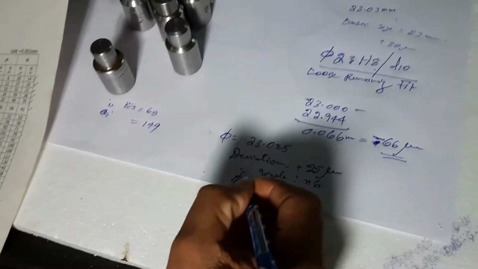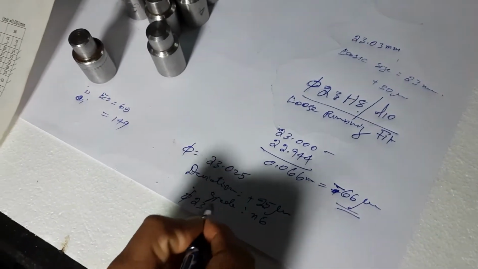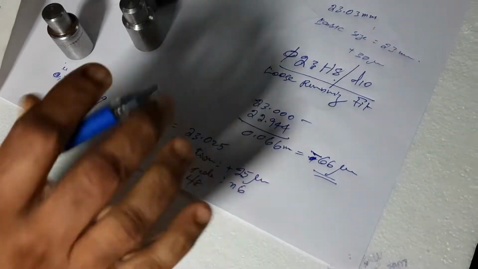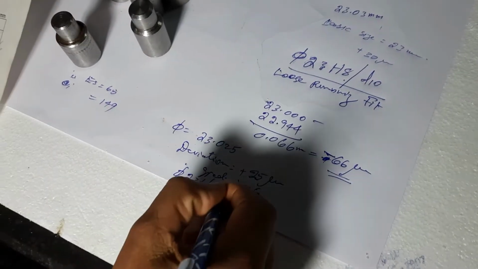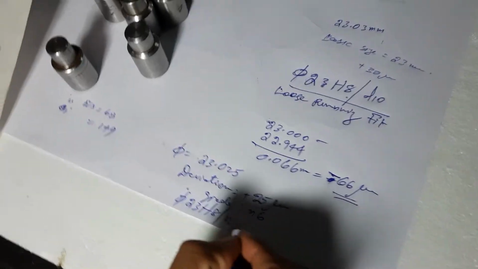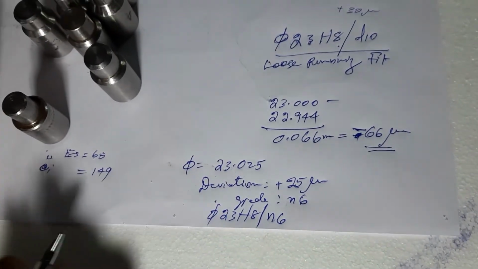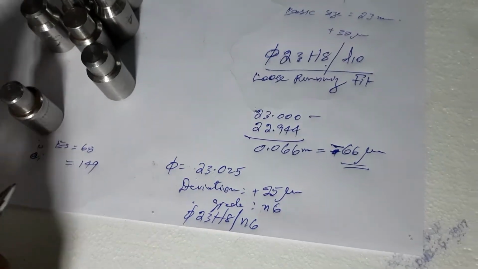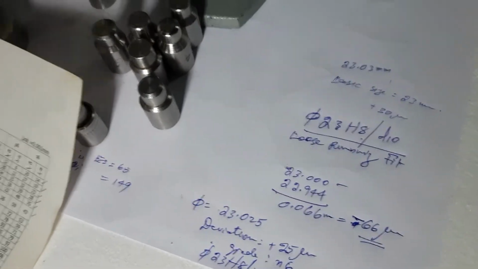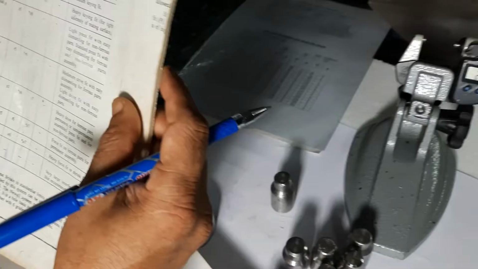So the designation of it is 23 H8, this is constant. 23 H8 is the same hole we are using. So slash N6, this is the designation of it. And which type of fit it is, you can check here. That is N6.